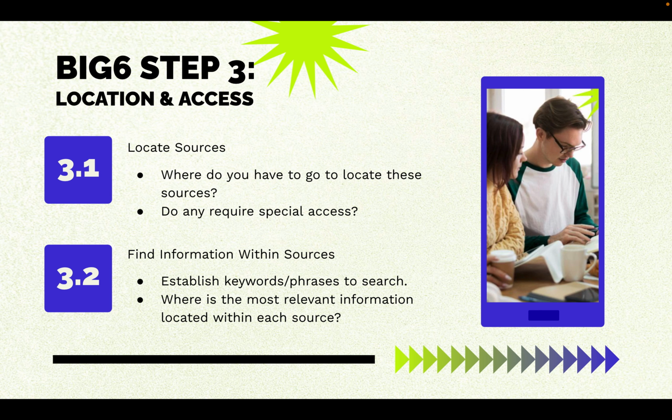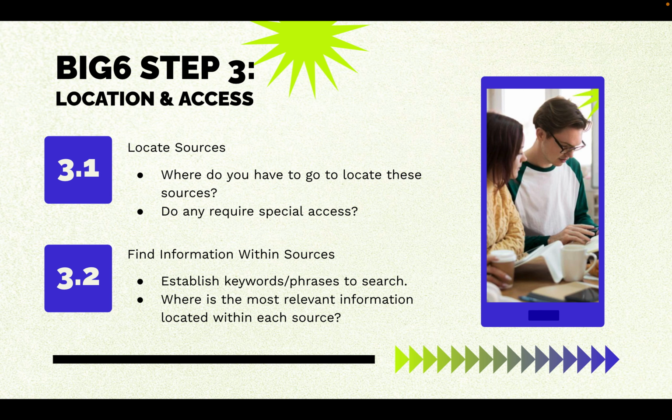3.1, locate sources. So you need to think about these things. Where do you have to go to locate these sources? Do you have to go to the library? Do you have to go straight to the internet? Do you have to go to the campus library? Do you have to go to an academic library such as a college or a more specialized library? So those are things to think about, including, do you require special access? You might not have access to every library. So what is going to be the most credible resource to you that you have access to?